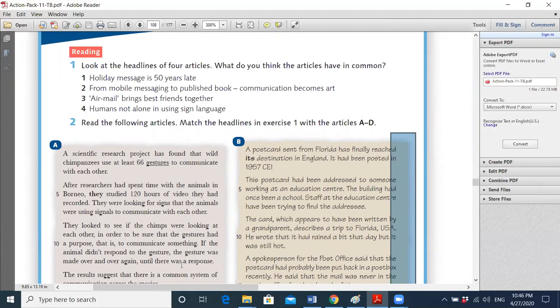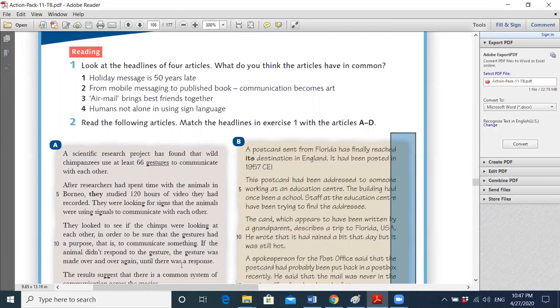But before we start, let's read the headlines. Number 1, holiday message is 50 years late. Number 2, from mobile messaging to published book, communication becomes art. Number 3, airmail brings best friends together. Notice airmail is in between quotations. So this might mean that we don't really mean airmail as in the post office. We mean airmail as in a different airmail. We'll see what that means in a minute. Number 4, humans not alone in using sign language. These are the 4 headlines.